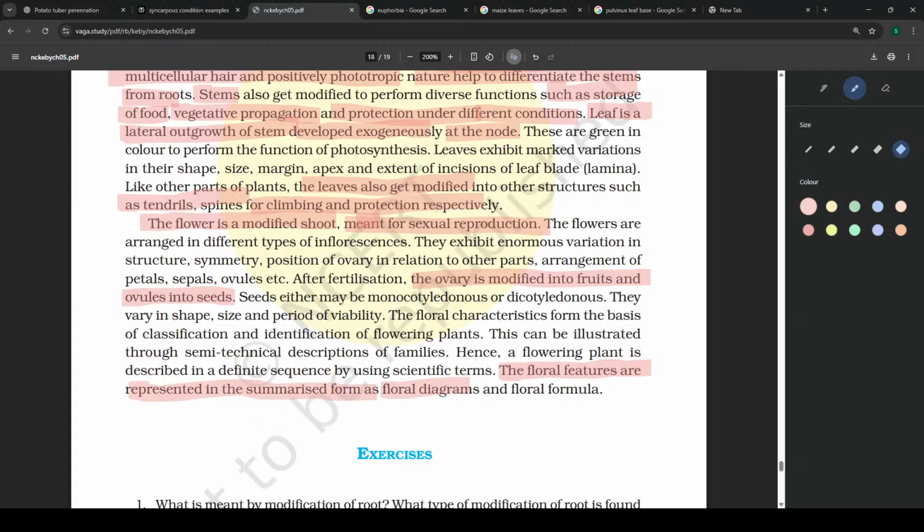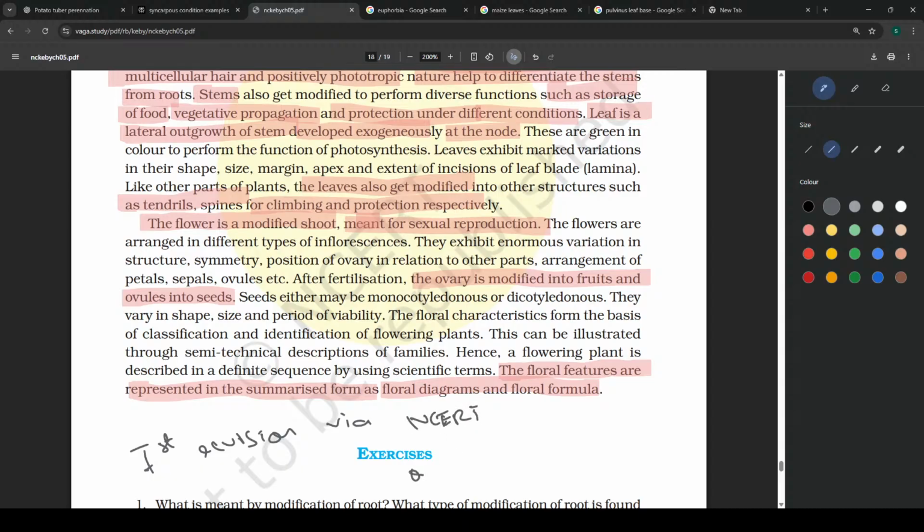With that, we have completed the first revision via NCERT of this chapter.